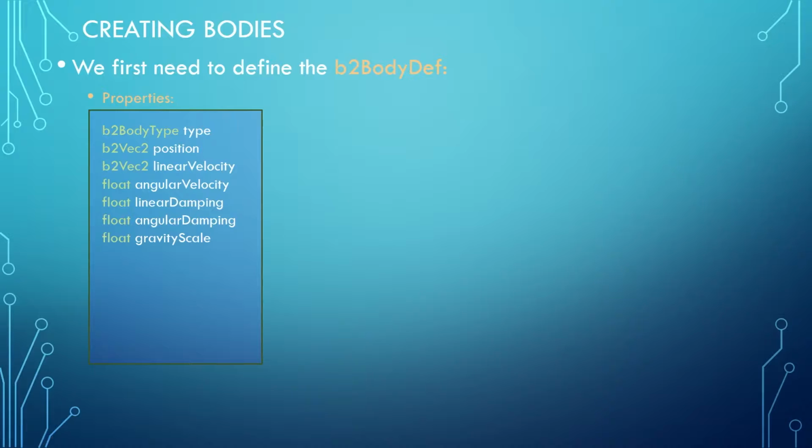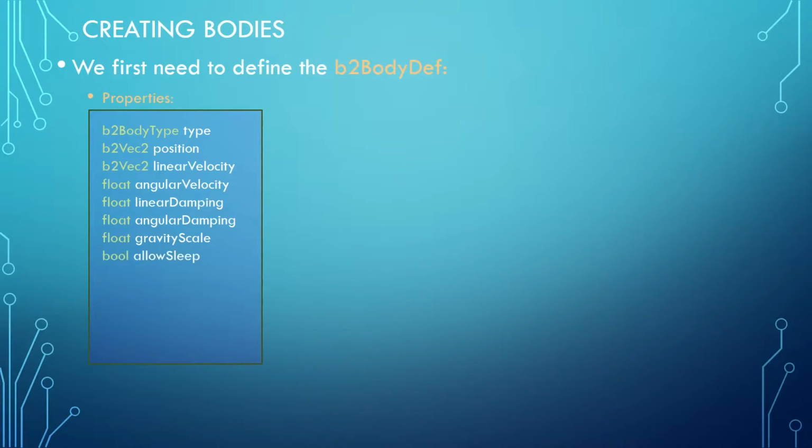The gravity scale is how much you want the force of gravity to affect the object. So you can have a higher gravity scale. 1 would be regular gravity. If it's 5, it'll be 5 times the gravity on that object. And if it's 0, gravity will have 0 effect on how the body moves.